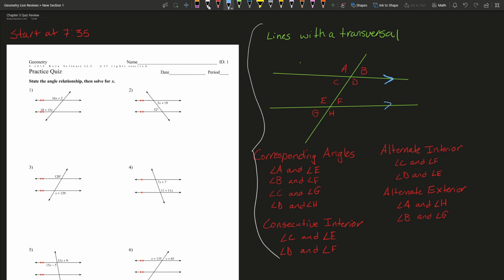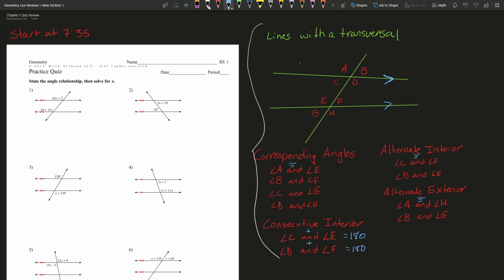If these two lines are parallel, all these corresponding angles are congruent. So A is congruent to E, B is congruent to F, C is congruent to G, and D is congruent to H. If the two lines are parallel, the consecutive interior angles add up to 180. The alternate interior angles are also congruent, and the alternate exterior angles are also congruent.